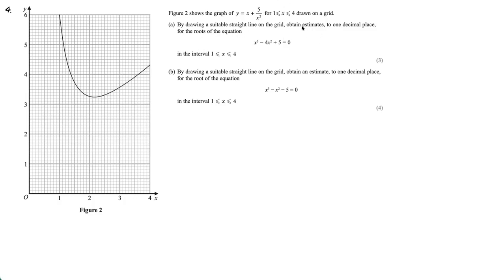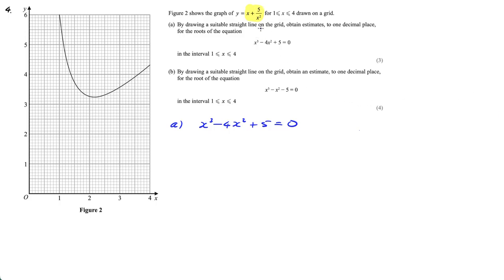Question 4, figure 2 shows the graph of this drawn on the grid. By drawing a suitable straight line on the grid, obtain estimates to 1 decimal place for the roots of this equation here. Okay, so we have this, and then we have this. So essentially the trick with these questions is you want to change the left-hand side into this graph, because this is the graph. So I want to change this into x plus 5 over x squared. Now, how do I do it?